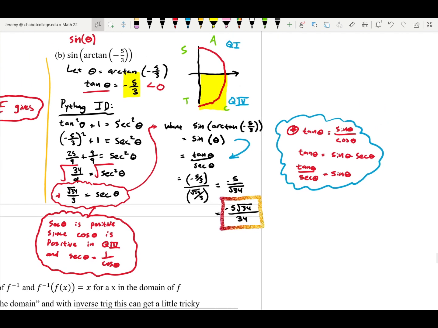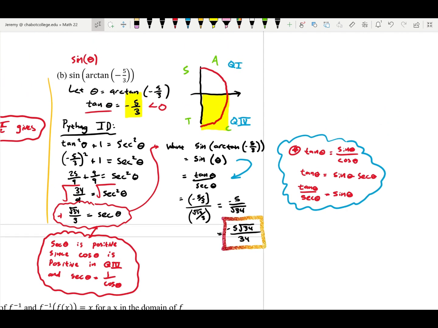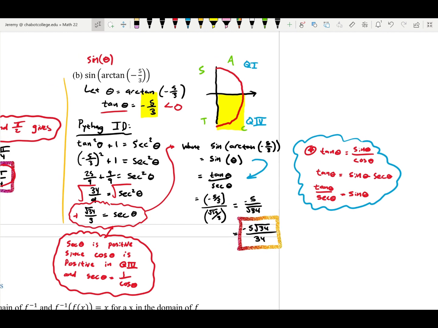But very tricky problem. You have to jump around. You have to be very aware of where your angle is in the unit circle so that you can make the correct assessment as to what the sign is. So very challenging but interesting problem here.